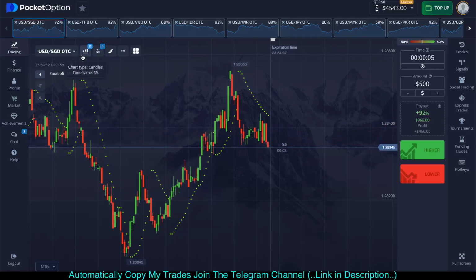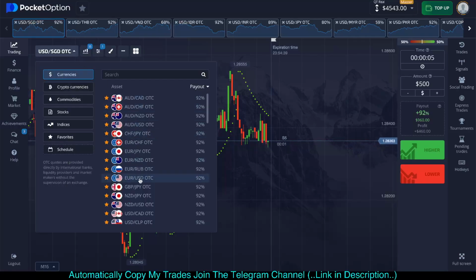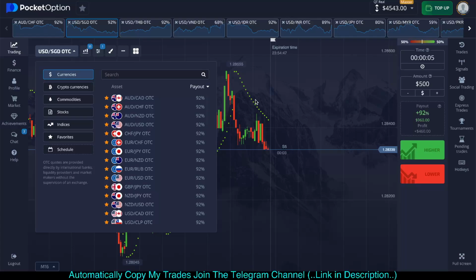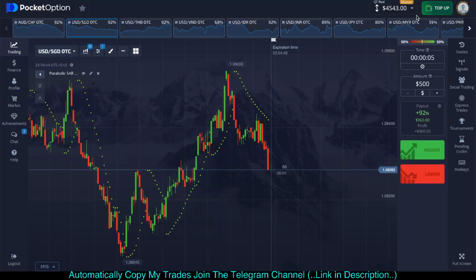Okay, so the first thing you need to do is make all of these currency pairs favorite that have over 92% payout and are OTC currency pairs. Just make this yellow and you'll see all of these currency pairs here.